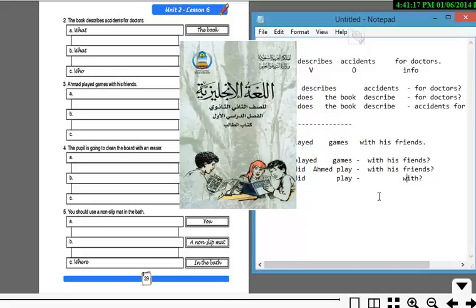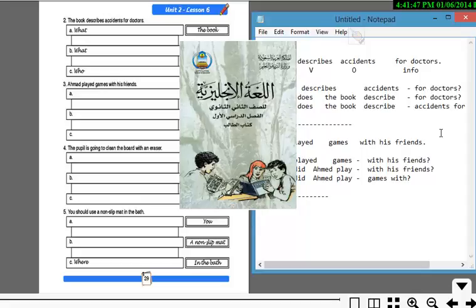So who did, and then we're going to keep the object over here, games with, and Ahmed is just going to be kept the same here again because it's the subject. So who did Ahmed play games with? That's how we form our question.